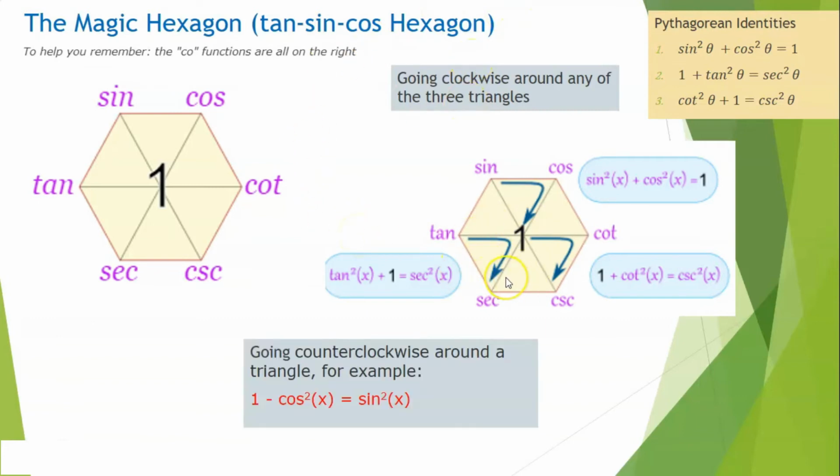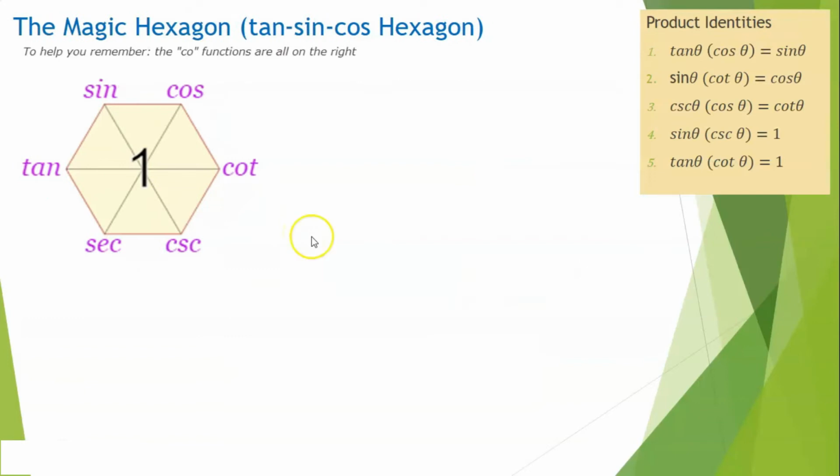Although if you move counterclockwise, you can also get the other set of Pythagorean identities. If the movement here is clockwise, counterclockwise would be 1 minus cosine squared equals sine squared. Secant squared minus 1 equals tangent squared. Cosecant squared minus cotangent squared is equal to 1. So that's it. And the other one is the product identities.